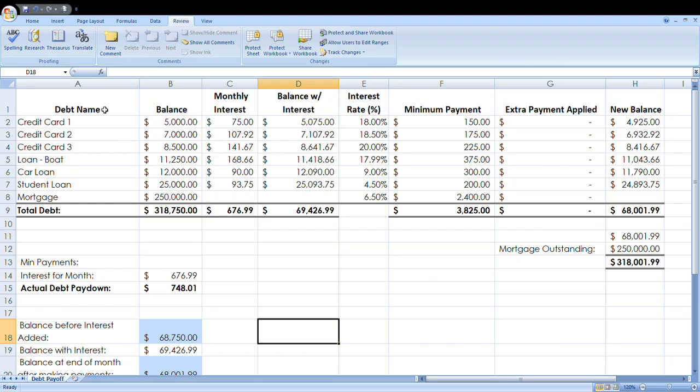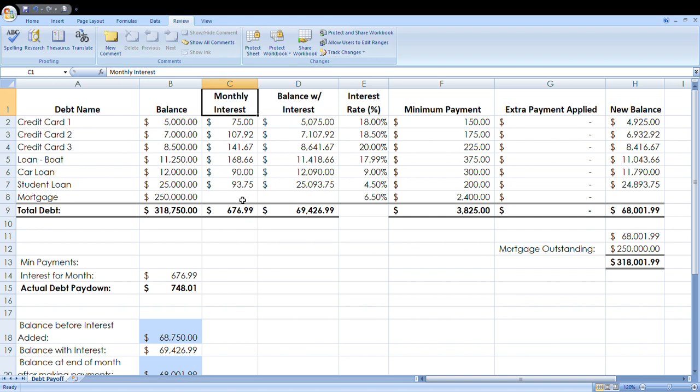So the first column is the debt name, what you owe, like a credit card one, two, three. In this hypothetical situation, this person has three credit cards. They have a boat loan, a car loan, a student loan, and a mortgage. The balance of what they owe on each one of these is over here. The monthly interest rate on each item except the mortgage is listed here.